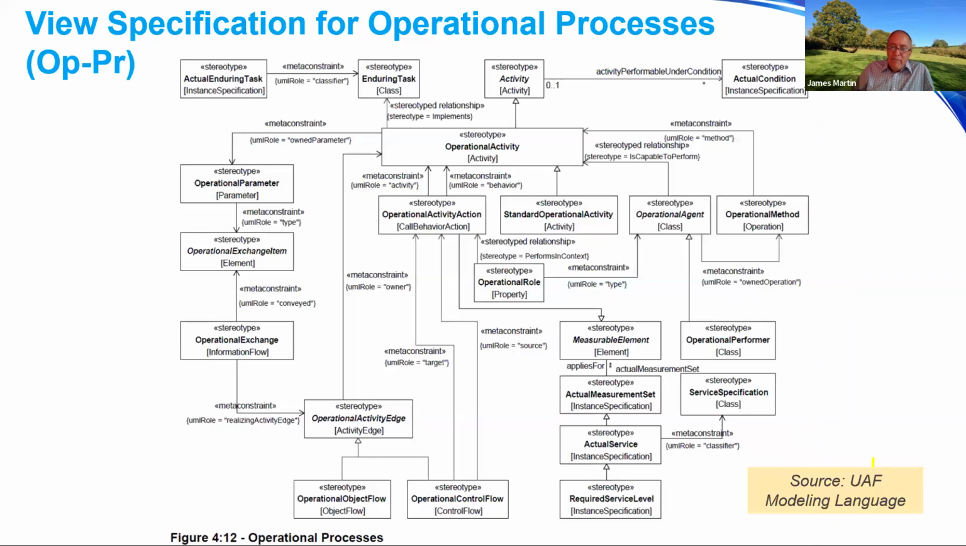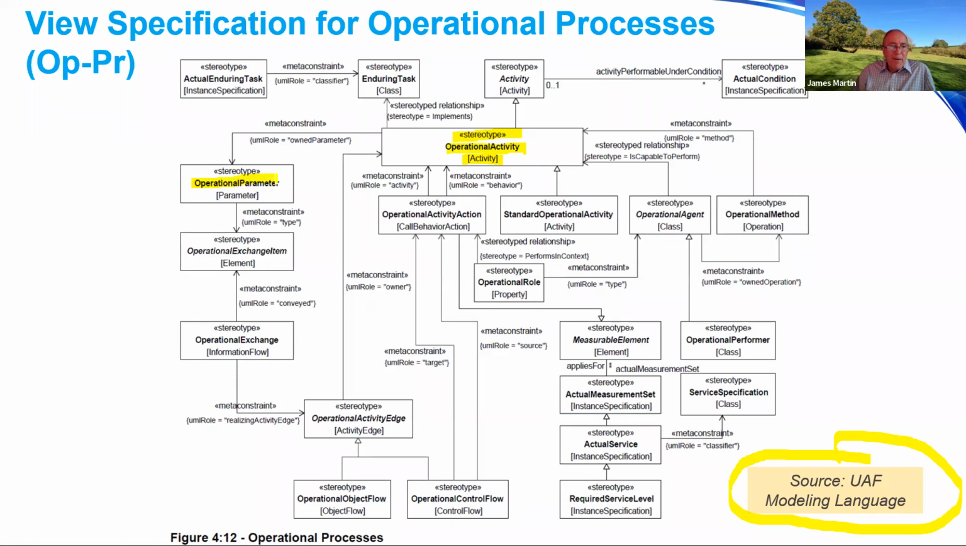So in the UAF modeling language, which is another component of the spec, we define view specifications. These are all the entities and relationships, that portion of the whole meta model, that apply to this particular view, in this case, the operational process view. So these are named stereotypes, which is the UML way of defining profile extensions. In this case, this is an operational activity stereotype, and it's an extension of the activity entity in the SysML modeling language.